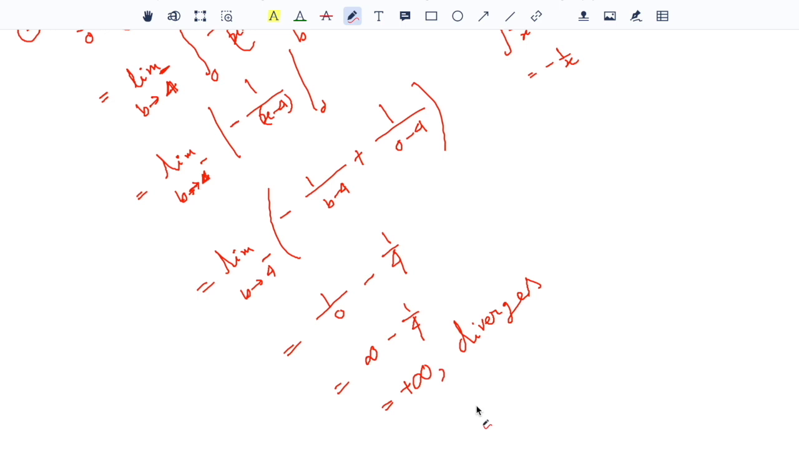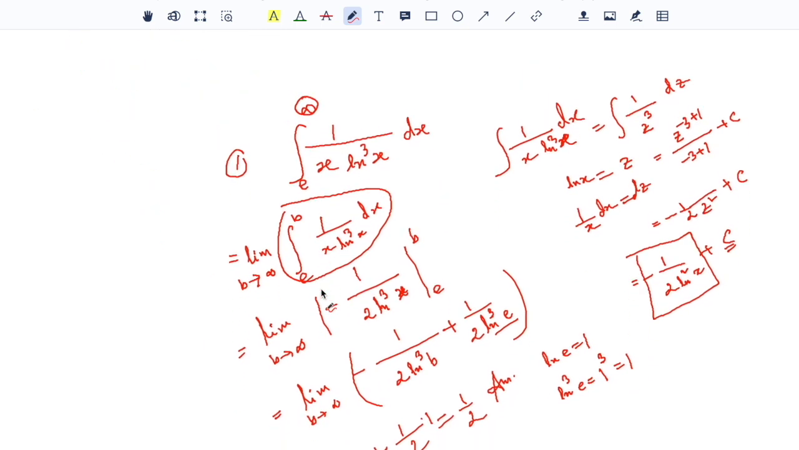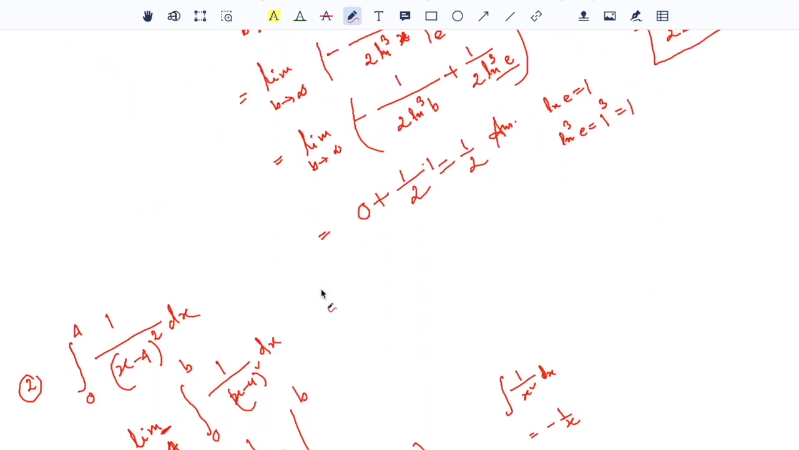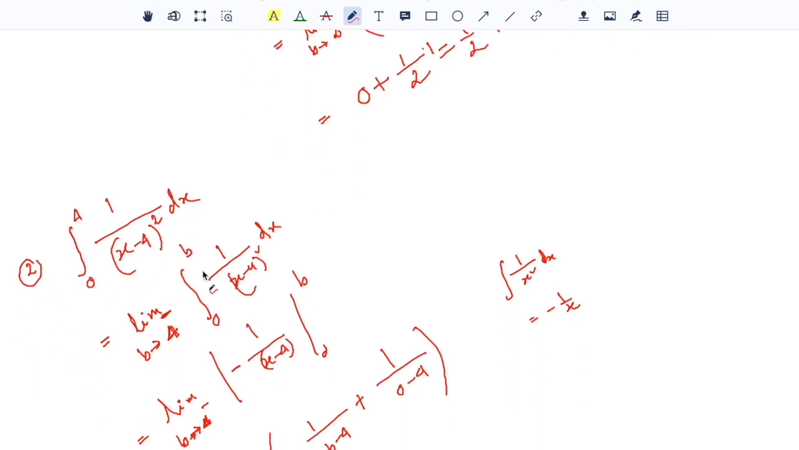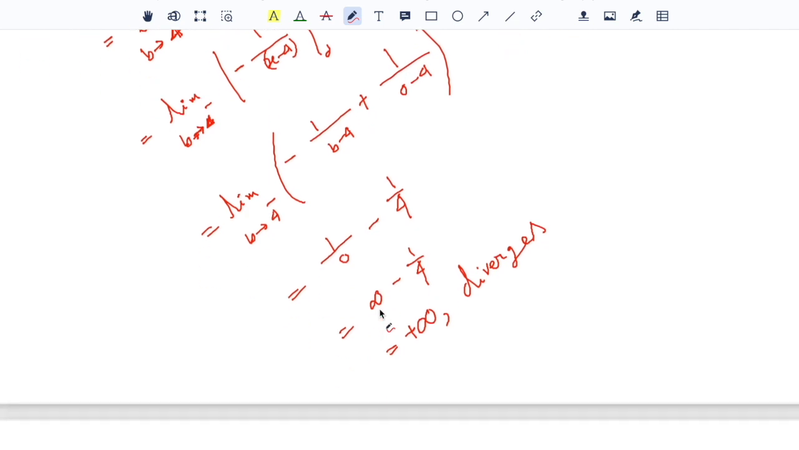In my next video I will discuss again probably 3 problems. All those problems will be related to improper integral of type 3. Here the first one is improper integral of type 1, and second one is improper integral of type 2. In my next video I will solve 3 problems which will be related to improper integral of type 3.